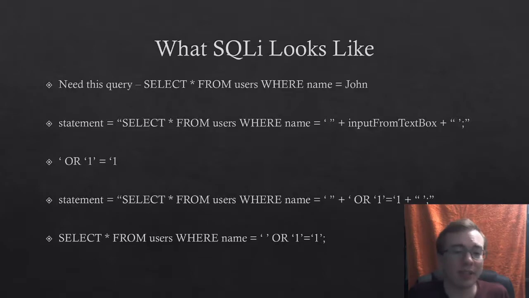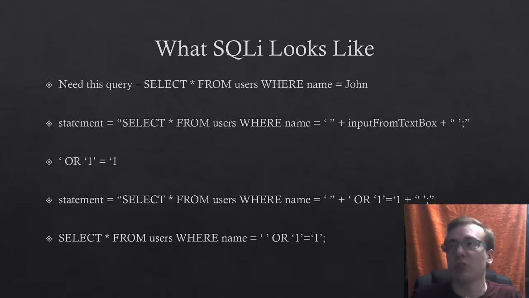Statement equals select star from users where name equals, in concatenation, or 1 equals 1. Or to put it all together now to make it more understandable, the final line says: select star from users where name equals nothing or 1 equals 1.